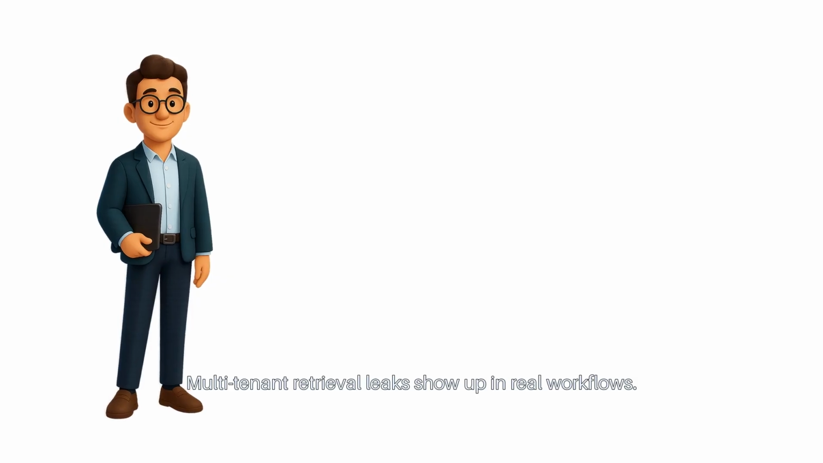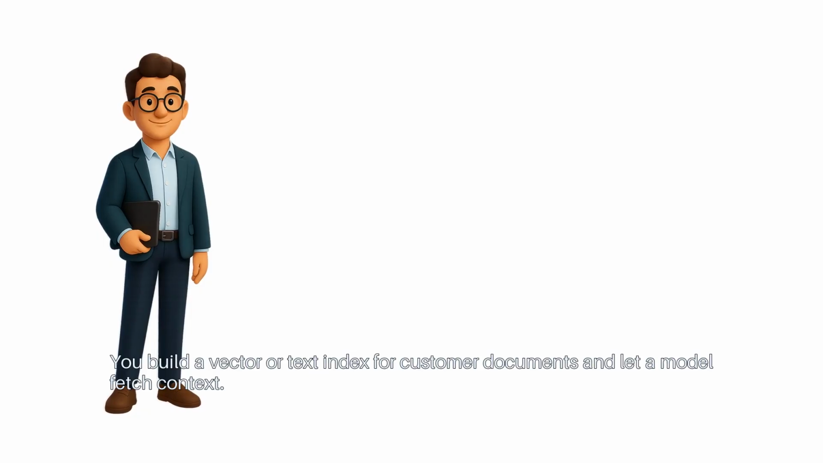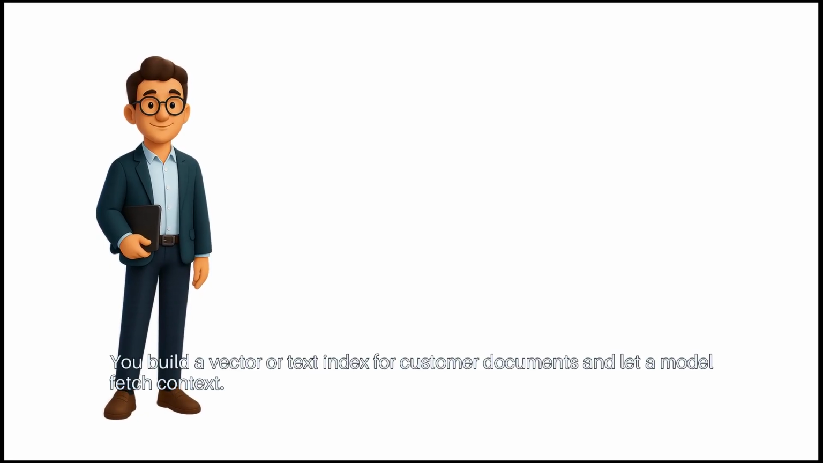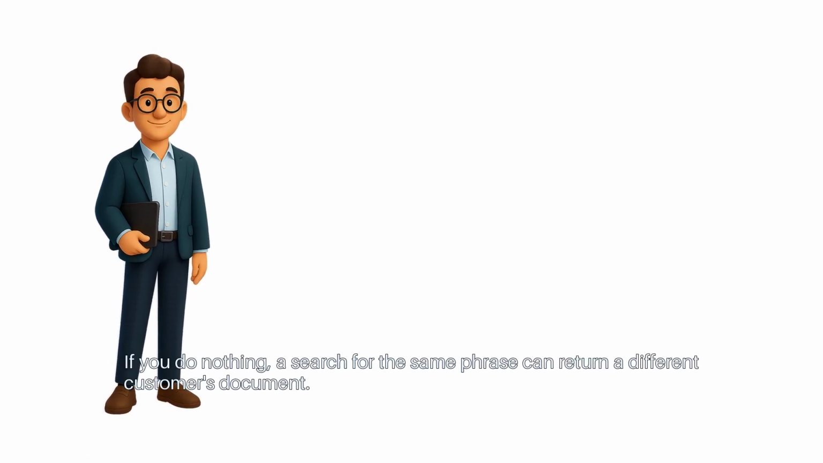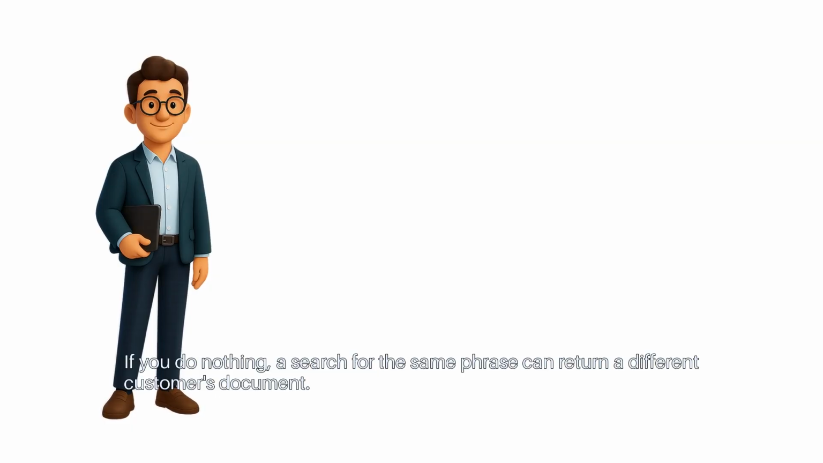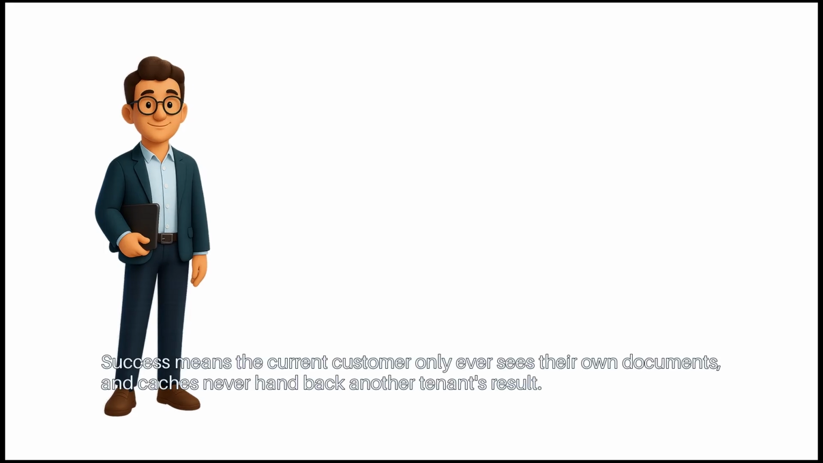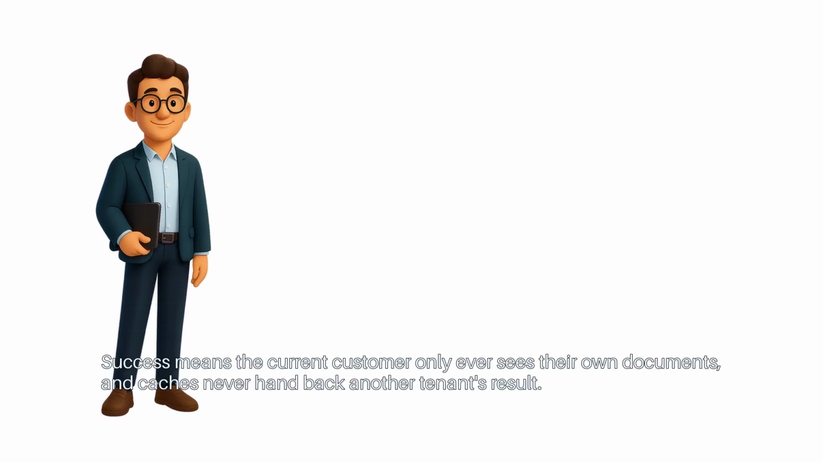Multi-tenant retrieval leaks show up in real workflows. You build a vector or text index for customer documents and let a model fetch context. If you do nothing, a search for the same phrase can return a different customer's document. Success means the current customer only ever sees their own documents, and caches never hand back another tenant's result.